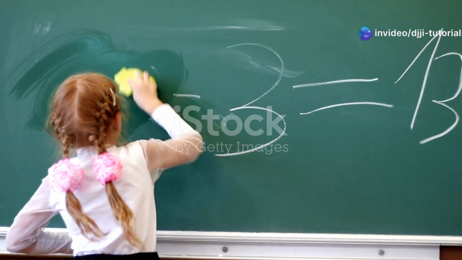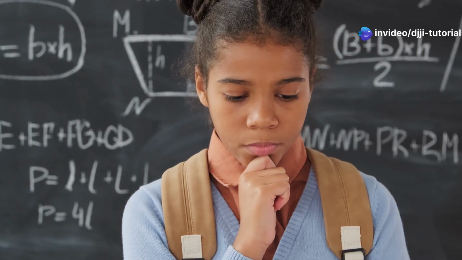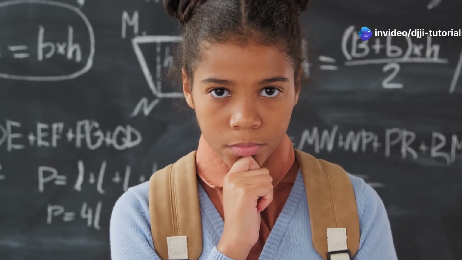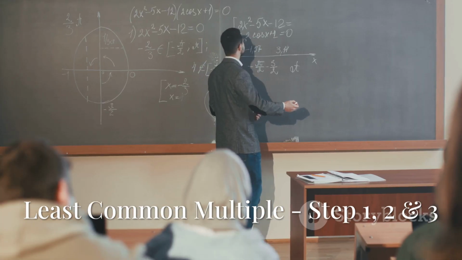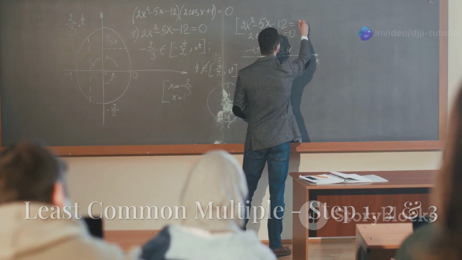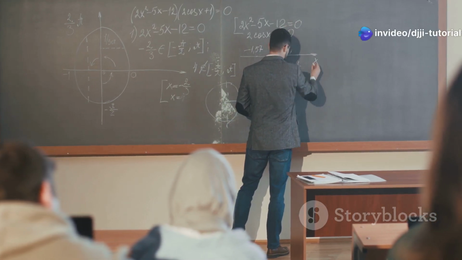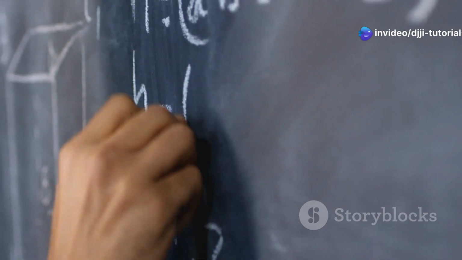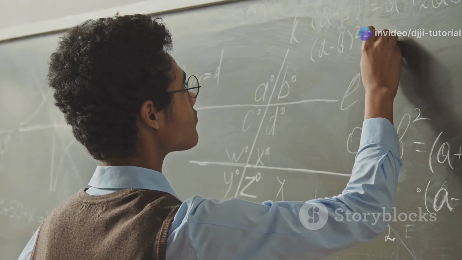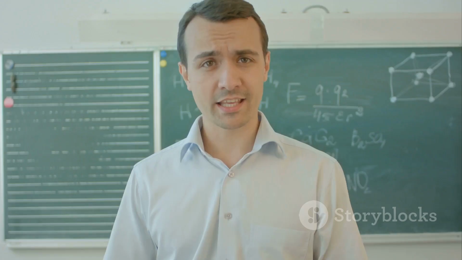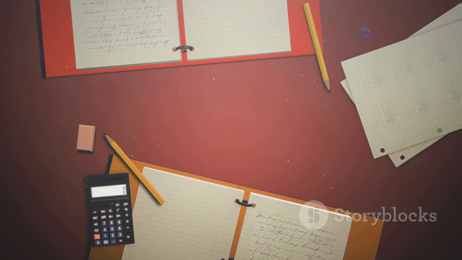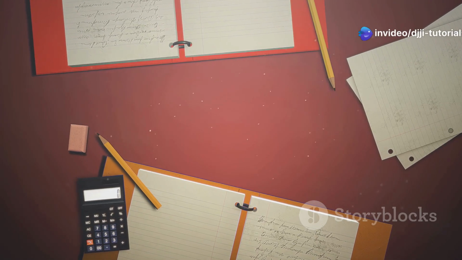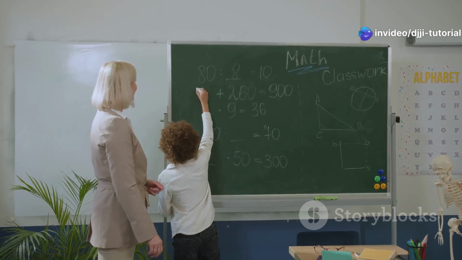Step 5. Verify your result. Check that the greatest common factor divides evenly into each of the original numbers to confirm it is correct. How do you find the least common multiple? To find the least common multiple of two or more numbers, follow these steps. Step 1. List the prime factors. Break down each number into its prime factors. For example, for 12, the prime factors are 2 times 2 times 3, and for 15 they are 3 times 5.